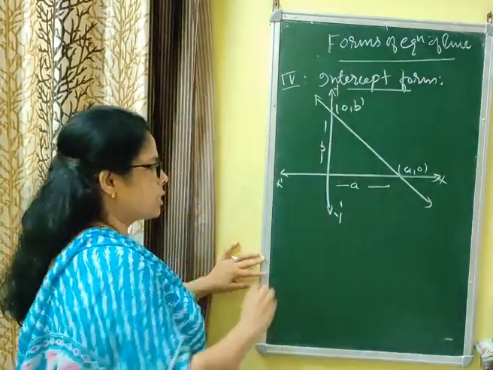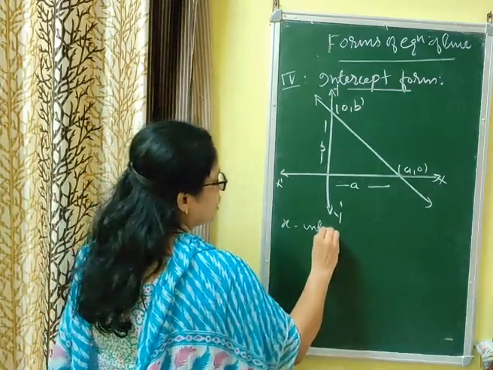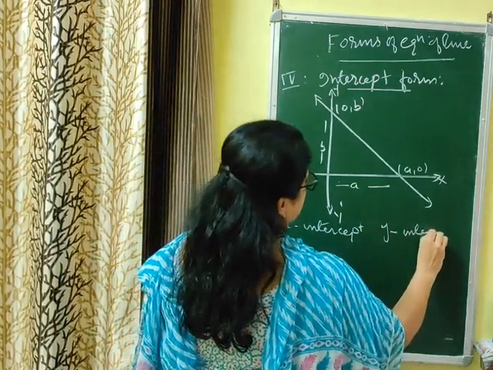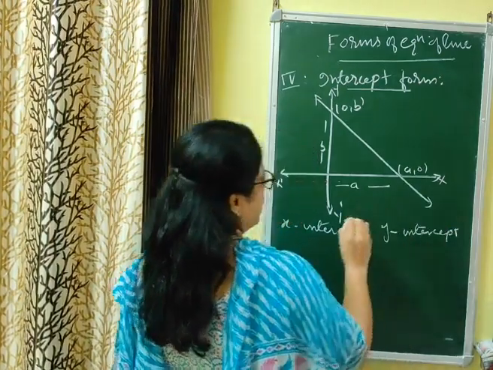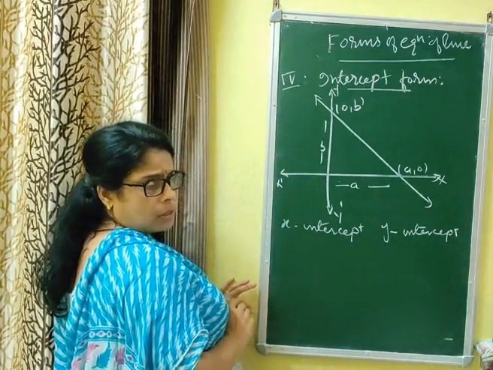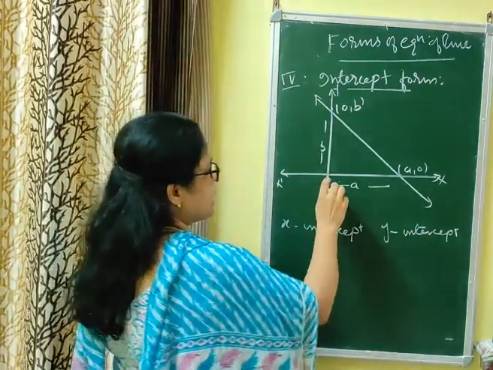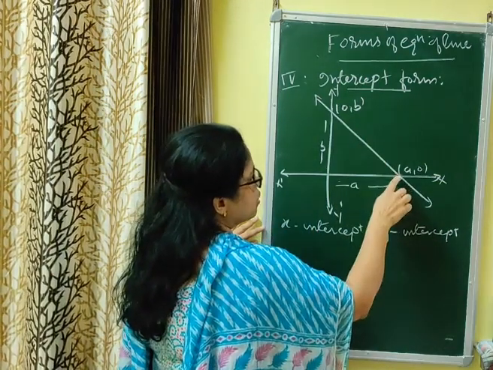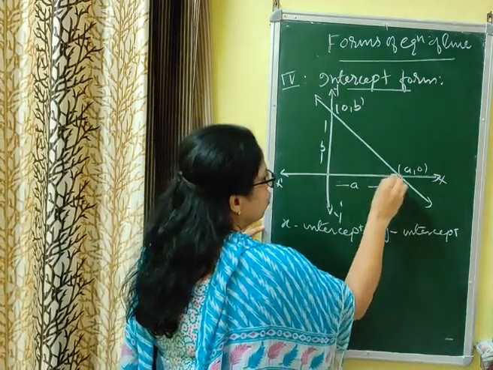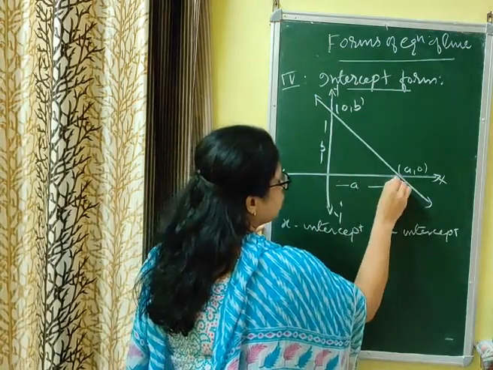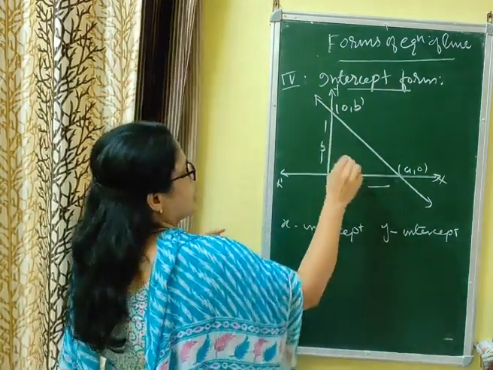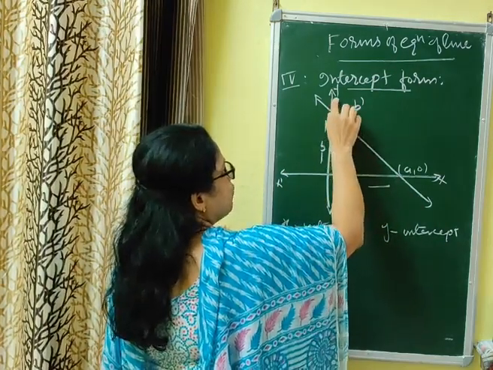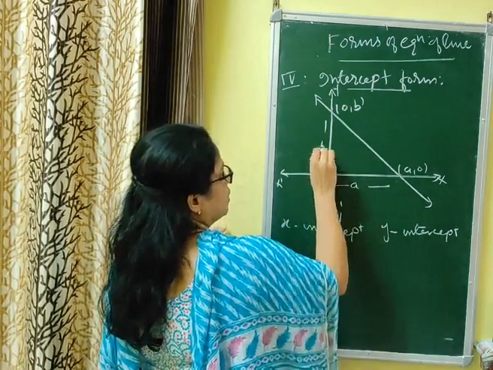The fourth type is the intercept form. What do you mean by intercept? There are two types of intercept: the x-intercept and the y-intercept. In the last class I had given the hint. The x-intercept is the distance between the point of intersection of the line with the x-axis and the origin. The y-intercept is the distance between the point of intersection of the line with the y-axis and the origin. This is the origin, and this is the y-intercept.